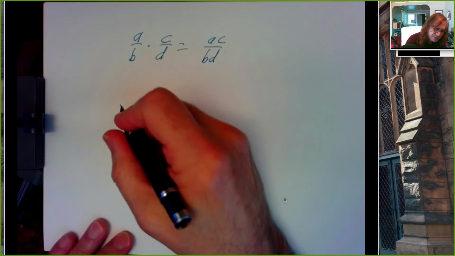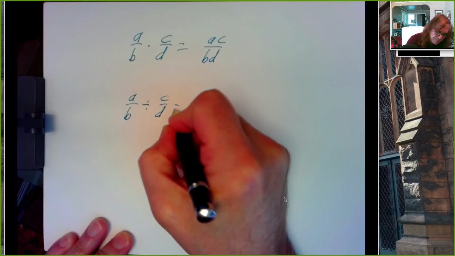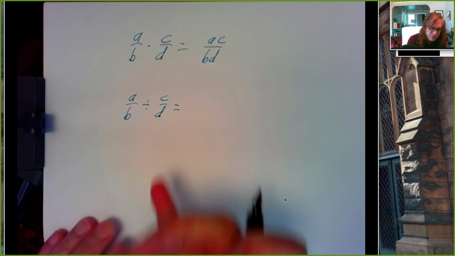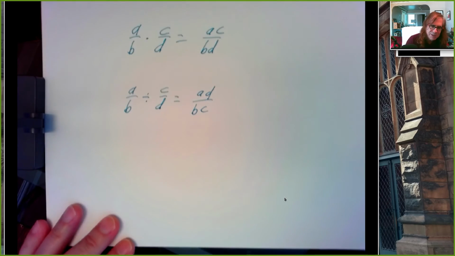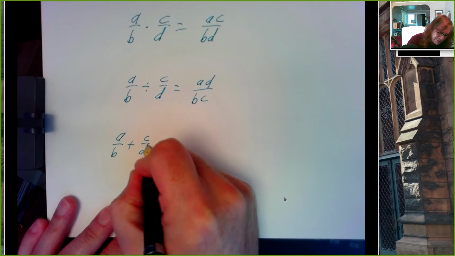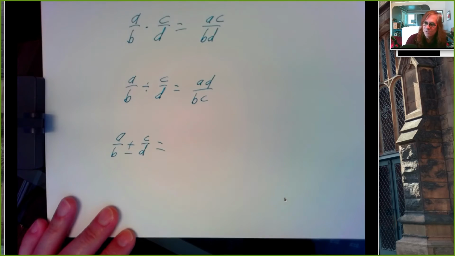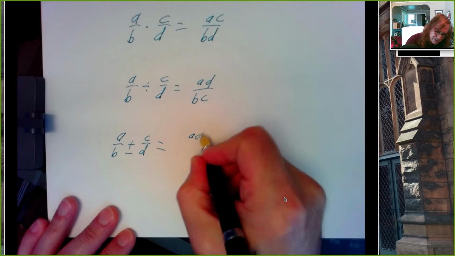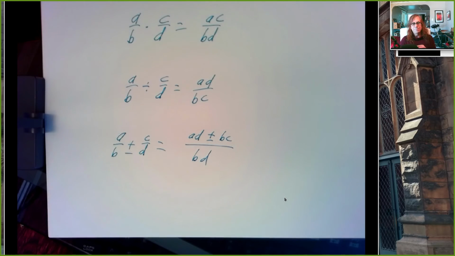So multiplication is the most straightforward. Division is almost as straightforward. Multiply by the reciprocal. So this is a times d over b times c. And then the hardest of all is addition and subtraction. So put these things over a common denominator. So this will be AD plus or minus BC divided by BD. So not a whole lot of work you really have to do inside your methods.